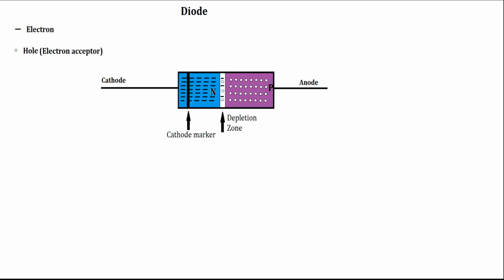We have a model of a diode here. We have the leads marked as cathode and anode. We have a blue side marked N with a bunch of dashes in it, then a depletion zone with circles and dashes, then a purple side marked P with circles in it. We also see our marker on the left side called the cathode marker. In the upper left corner we see the dash that represents an electron and an O that represents something called a hole or electron acceptor.